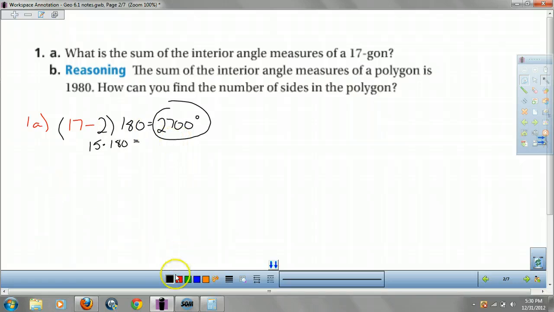Let's take a look at 1b. The sum of the interior angle measures of a polygon is 1980. How can you tell the number of sides? So we set up our equation: n minus 2 times 180 equals our total, 1980.